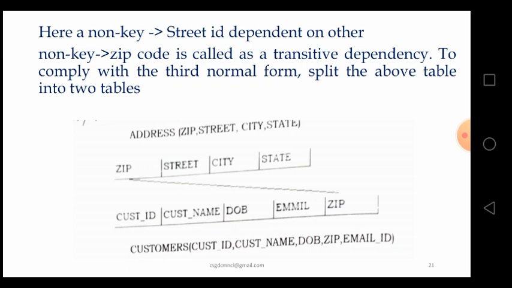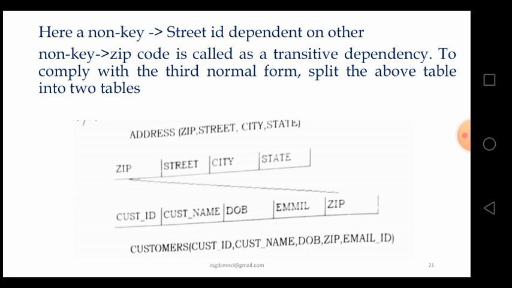A relation will be in third normal form if it is in second normal form and does not contain any transitive dependency. Third normal form is used to reduce data duplication. It is also used to achieve data integrity. If there is no transitive dependency for non-prime attributes, then the relation must be in third normal form.